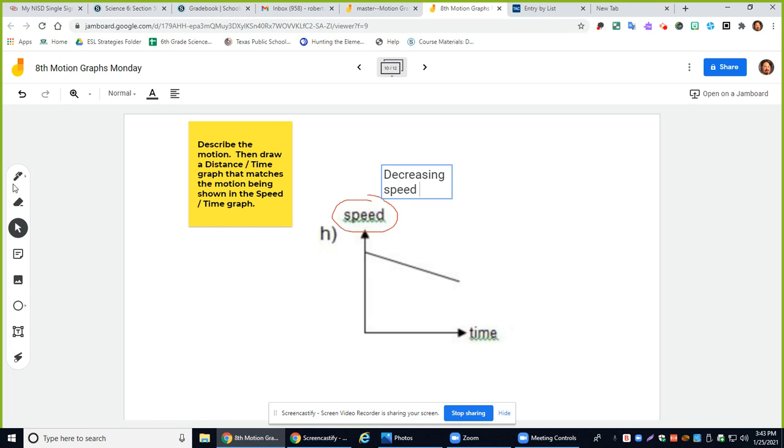So now what I want y'all to do is draw a distance time graph of an object decreasing speed. What would that look like on a distance time graph? And again, these distance time graphs are the ones we've been working on, so y'all should be very familiar with these.